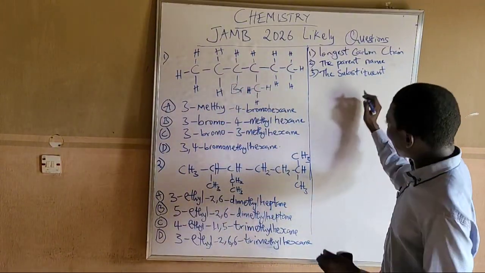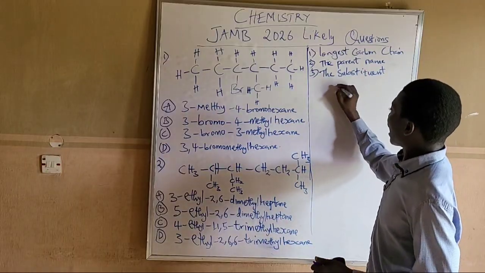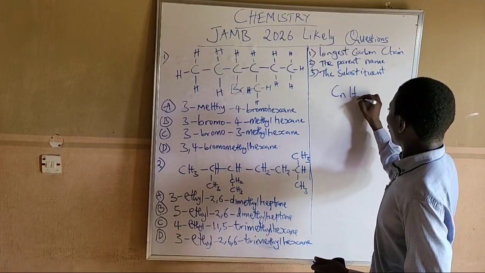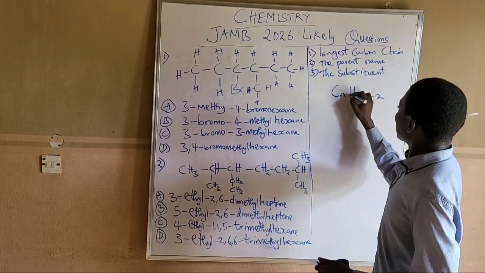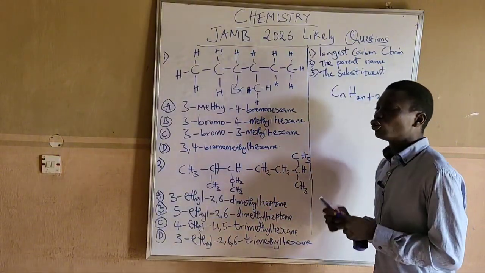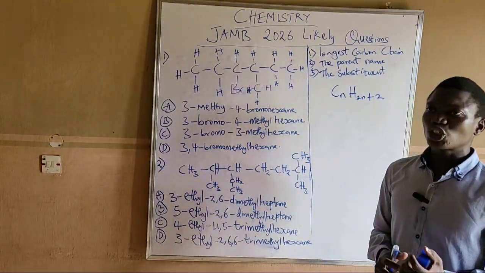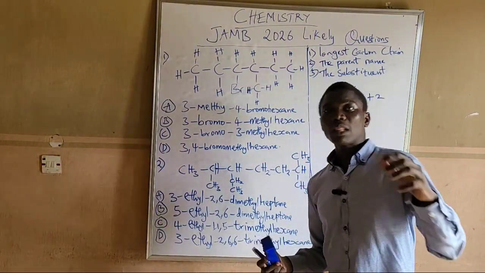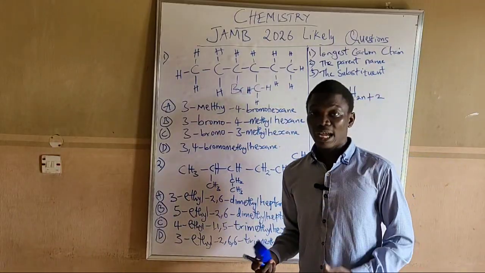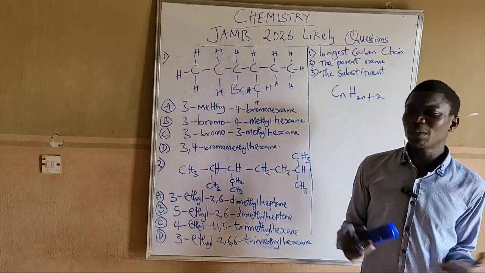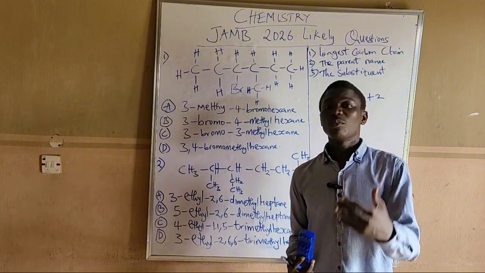You know, for alkanes, the formula is CnH2n+2. Now, if you are confused, maybe you don't know how to memorize the formulas of alkanes, alkenes, alkynes, cycloalkanes, maybe you think the formulas are too much for you to memorize.